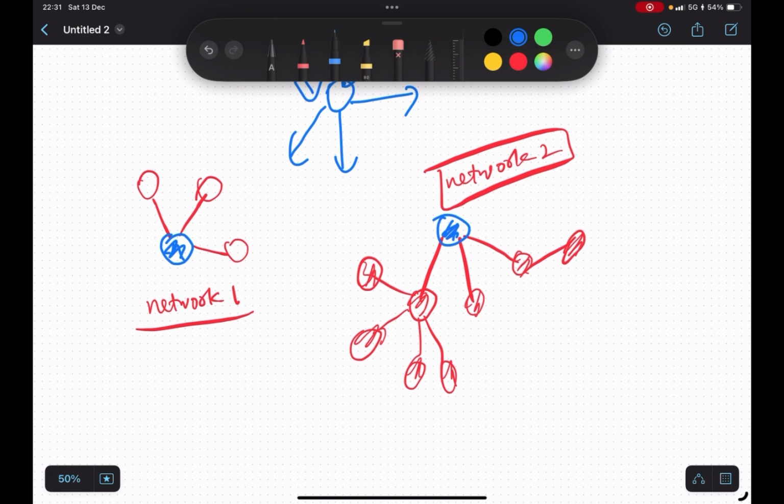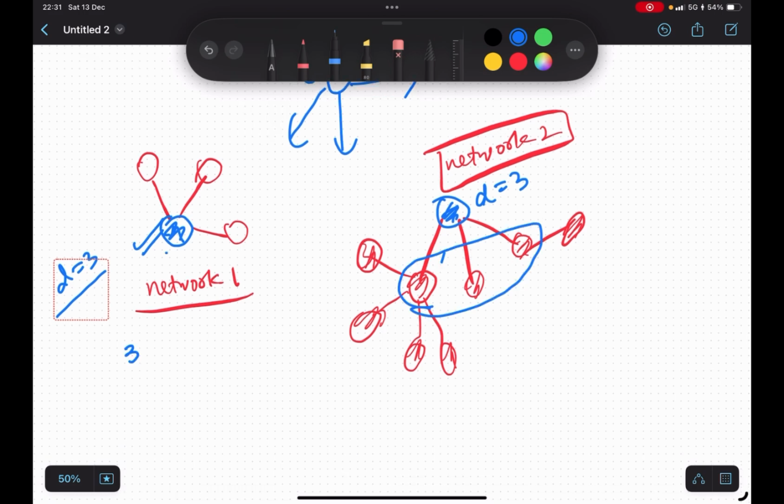Looking at this, you will say that yes, this is the important node, it has degree equal to 3. Then you go to this network, and here also the degree is 3. But are both nodes equally important in the network? Network 1 has a total of 4 nodes, and this node is connected to 3 out of all those 4 nodes. But this network has a total of 9 nodes, and it is connected to only 3 of those. So if you see percentage wise, this is more important, right?